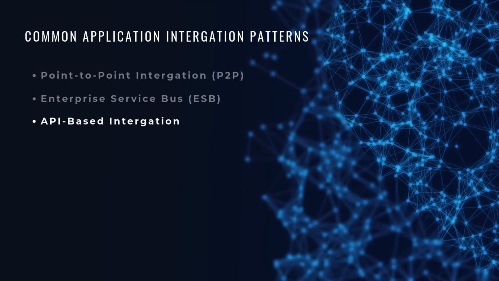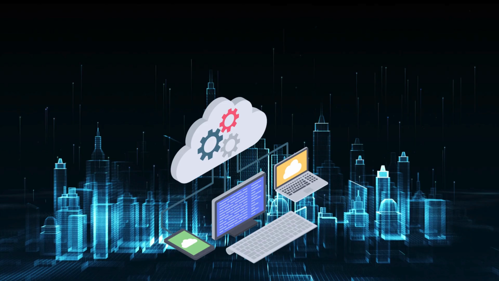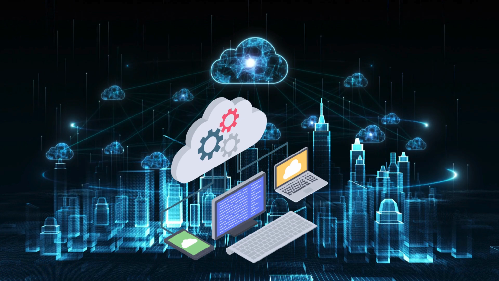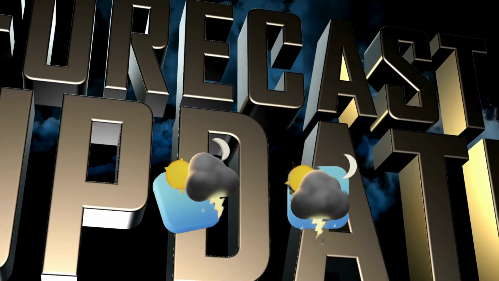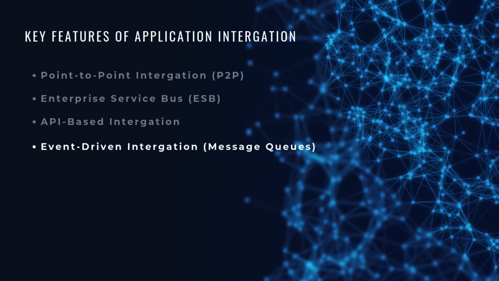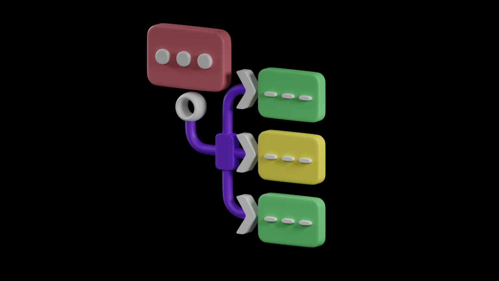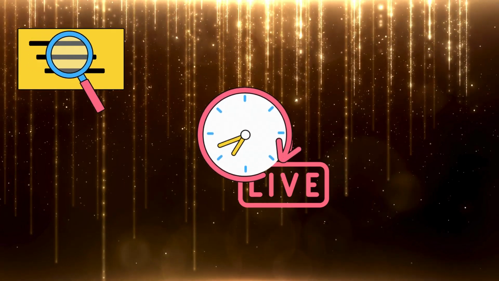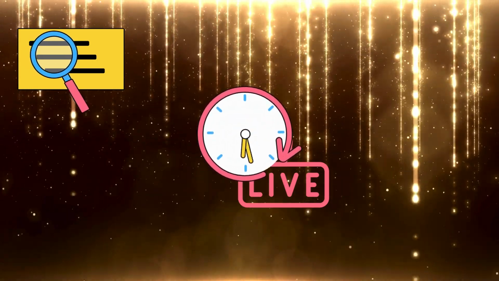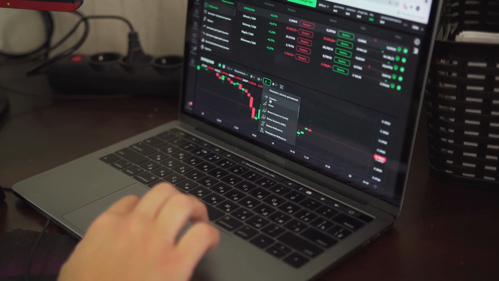API-based integration. Applications communicate through APIs like REST, GraphQL, SOAP protocols. These are best suited for cloud-based and modern applications. An example is a weather app pulling live updates from third-party APIs. Event-driven integration, like message queues, uses message brokers, for example Kafka and RabbitMQ, to trigger events. These are best used for high-speed real-time processing. We can also use streaming in that case. Example, online stock trading platforms handling real-time price changes.